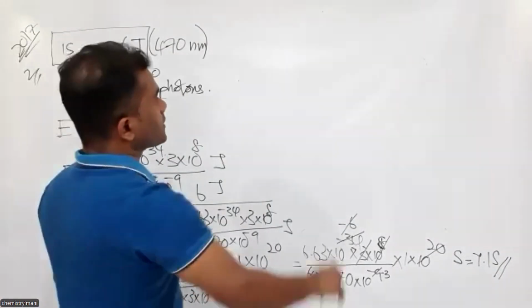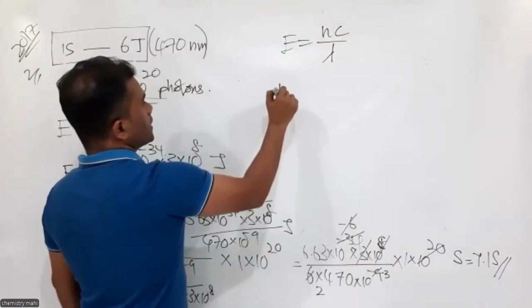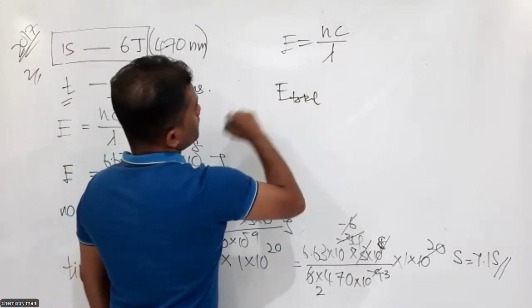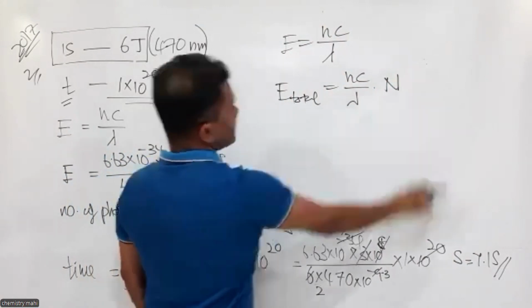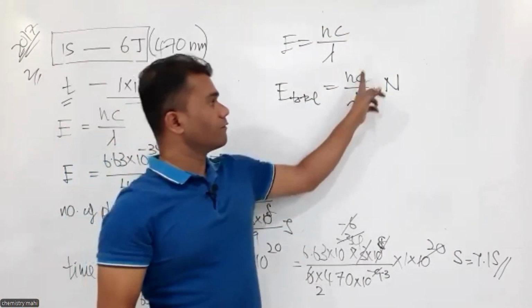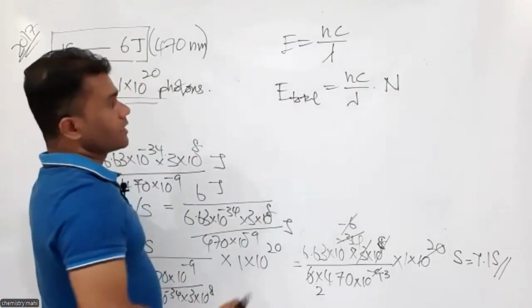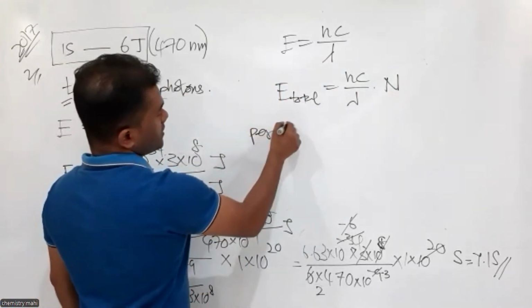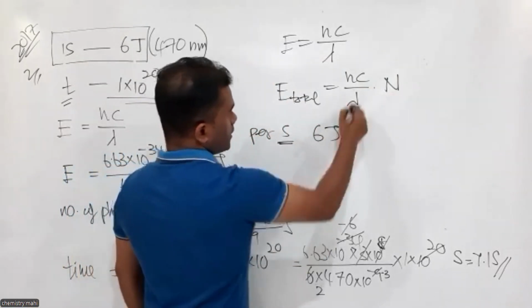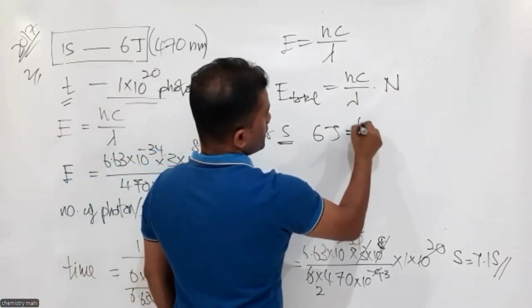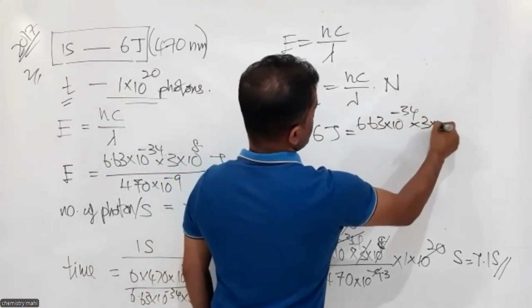Got it? So E equals hc over lambda, it's 1 photon. Then E total, this is per second I'm talking about. It's hc divided by lambda times N. If you multiply the energy of 1 photon by the number of photons, you get the total energy. Then if you consider per second, E total is 6 joule. Then you have hc over lambda, h 6.63, 10 to the power of minus 34. This is 3, 10 to the power of 8.